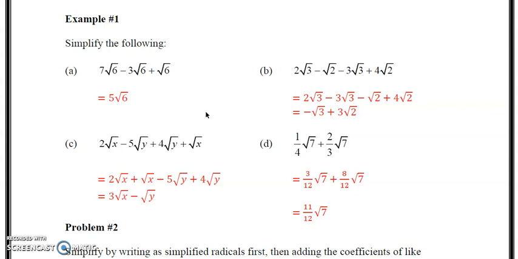So we can do it when we have fractions as the coefficient. We just have to find a common denominator. So we have a quarter and 2/3. The common denominator would obviously be 12, so 1/4 becomes 3/12. And the 2/3 here becomes 8/12. We add them together and we get 11/12 root 7. Okay?